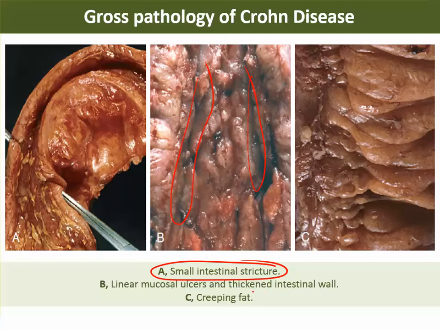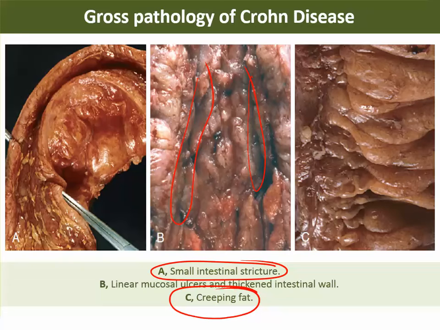And this is a concept called creeping fat. Since the ulcer is deep, the inflammation is involving all the layers. So the surrounding fat will give you protection. It goes over the intestine. It will cover the serosa of the intestine outward. So it is called creeping fat.